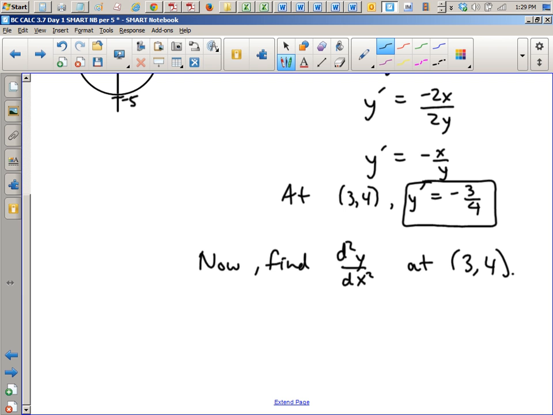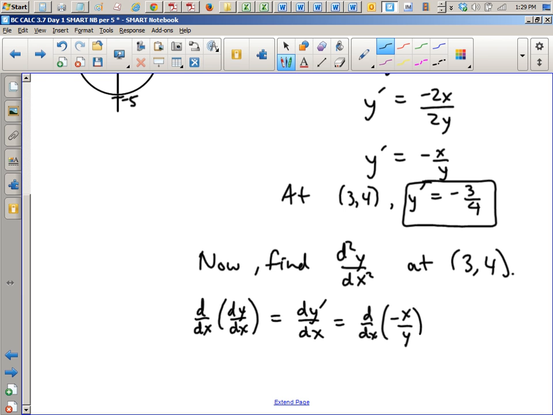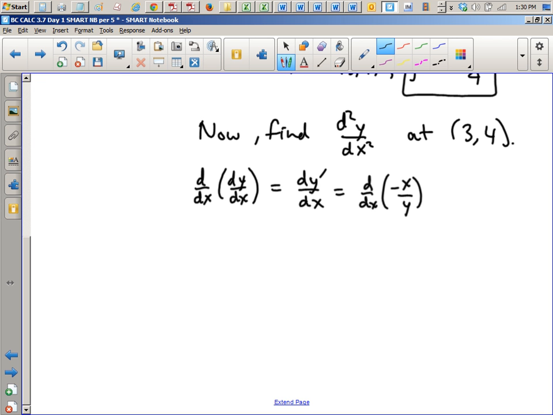So remember what this means. This means to find the derivative of the derivative. And that means we're going to have to go find dy prime dx. In other words, whatever we got in the first derivative, we're going to have to take the derivative again. Okay, so remember the derivative that we got back in part A was negative x over y. How do you find the derivative of a fraction? Using the quotient rule, right? Okay, so let's find the derivative. The derivative is going to be a quotient rule.